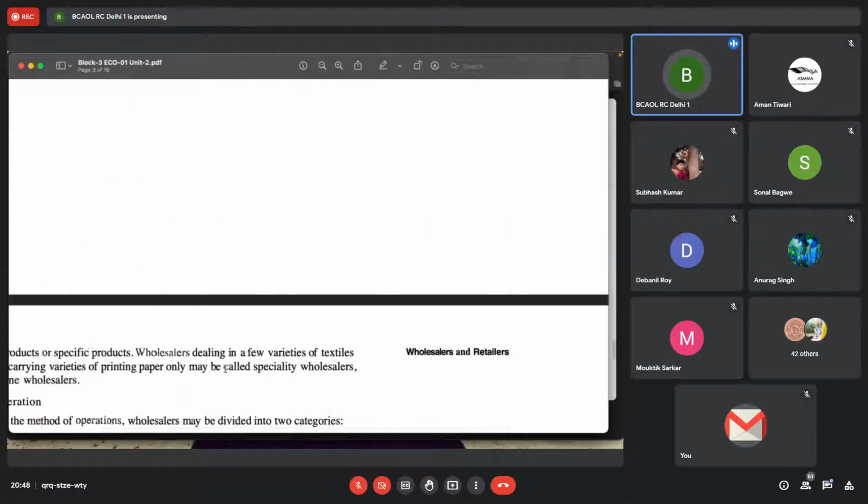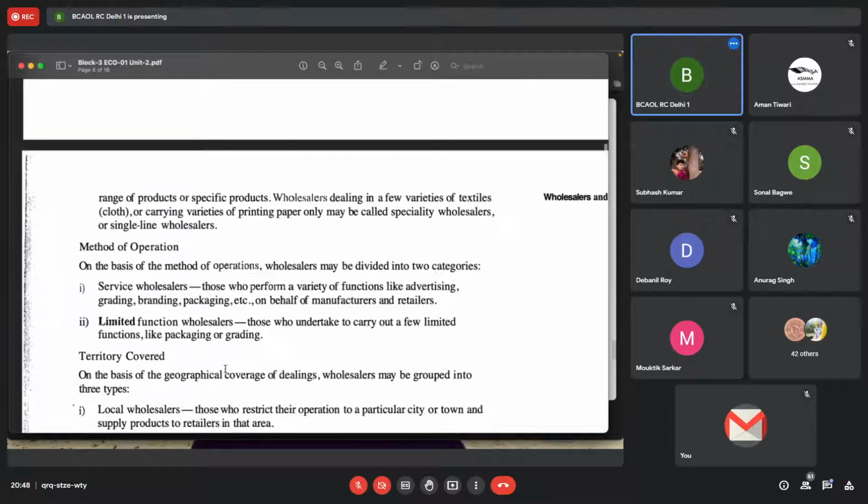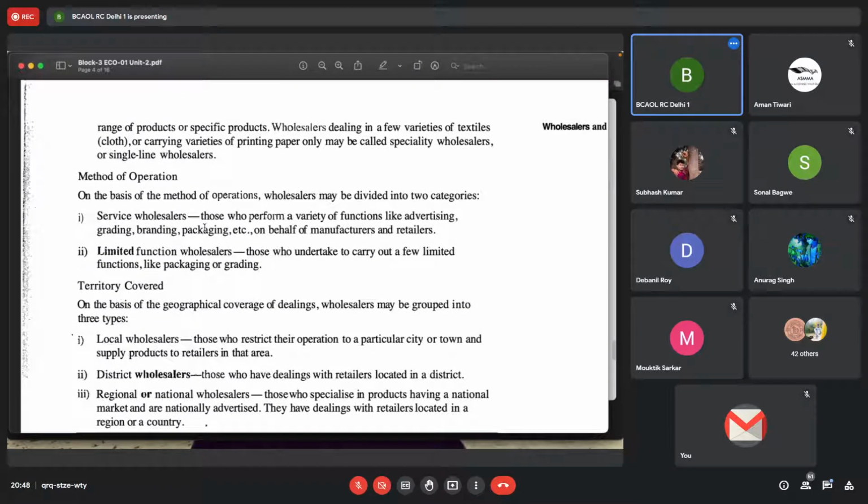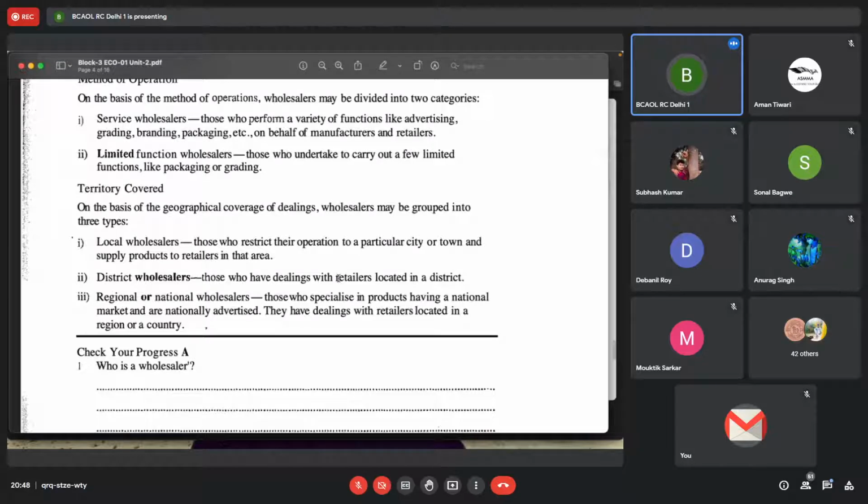If you're providing a service, you are a service wholesaler. It can be marketing, packing, banking, advertising. With limited functions, you are carrying one or two functions, like just packaging or grading. You can be a local wholesaler based on the territory covered: local, district, and regional, the geography that you cover.